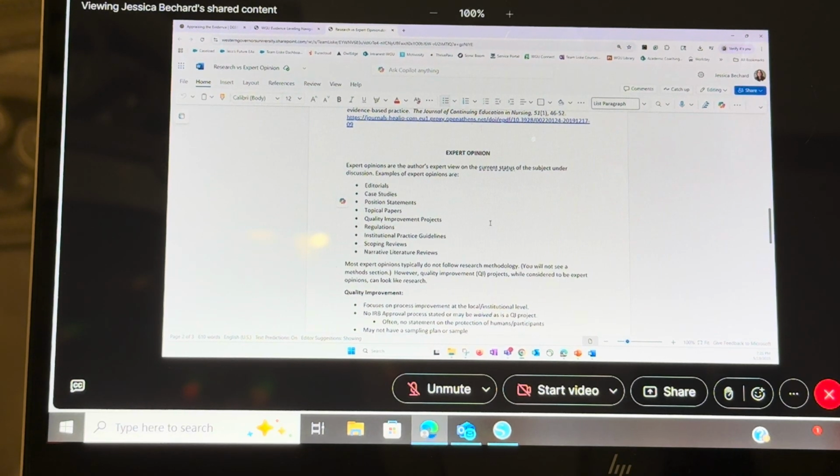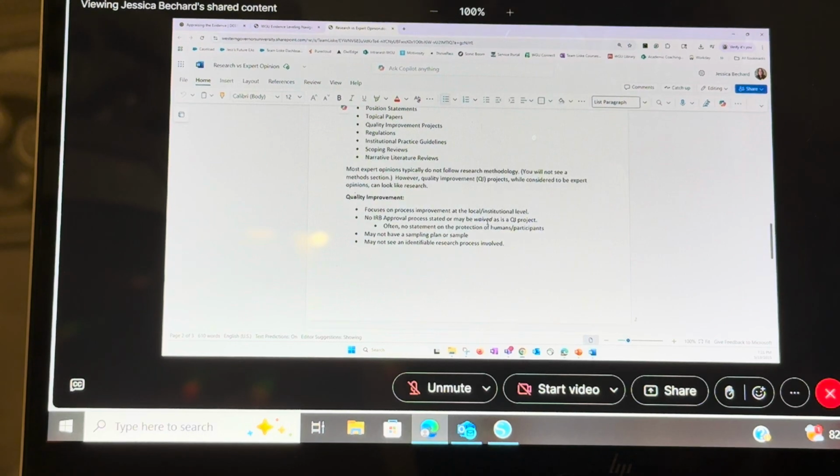You're going to be looking for keywords such as quality improvement project, or that they did a scoping review, or that they did a literature review, or a narrative review, okay? Even if they do give you those keywords in your article, then our hierarchy would be, it's going to be an expert opinion, okay?